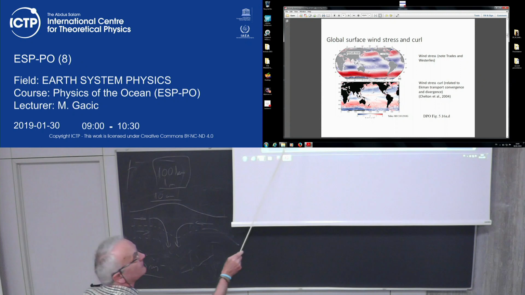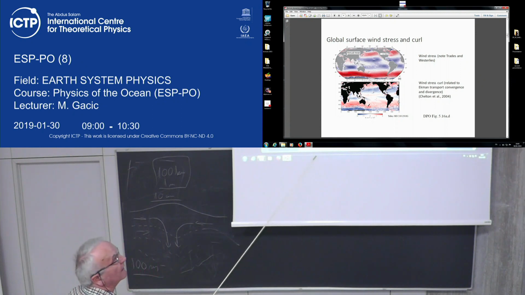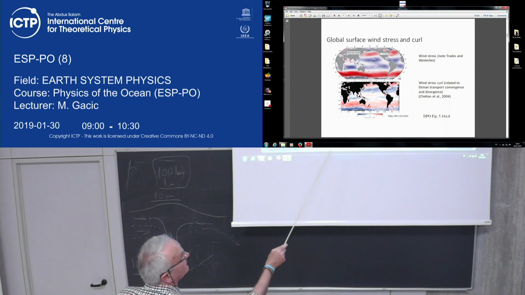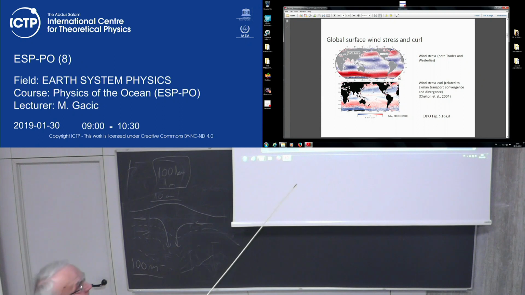Here you can see the annual mean, and there are areas where we have easterlies and westerlies between themselves, which we have shown very schematically in our previous lectures. And here is the wind stress curl. Why do we calculate the wind stress curl? We calculate it because this is how this three-dimensional flow is driven by the wind.